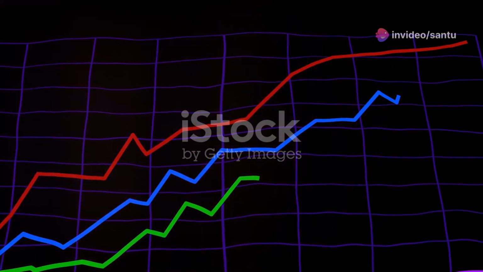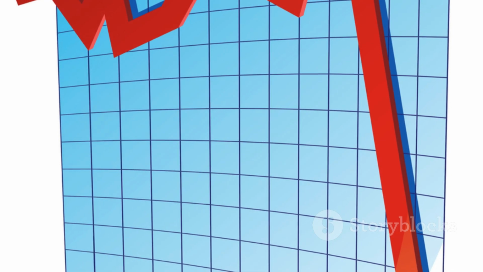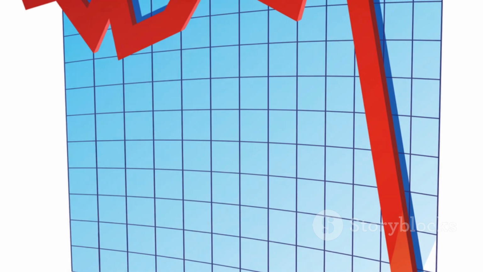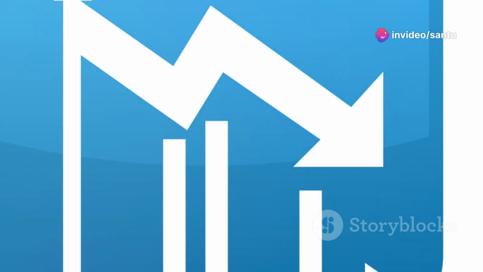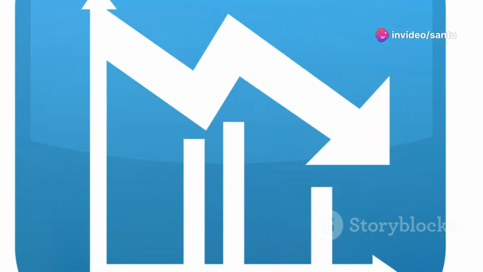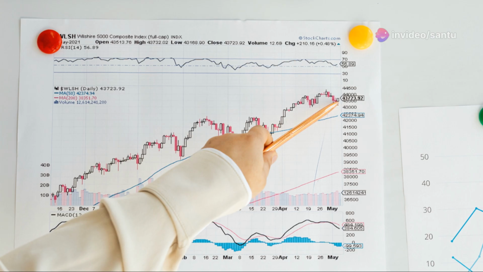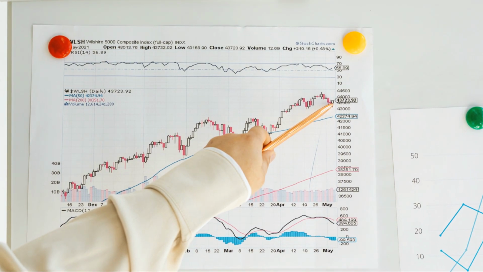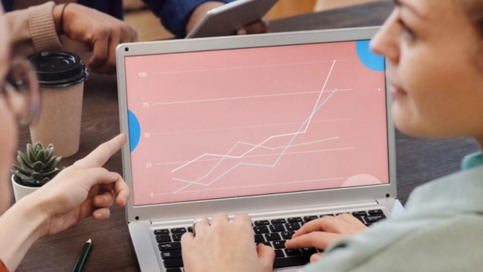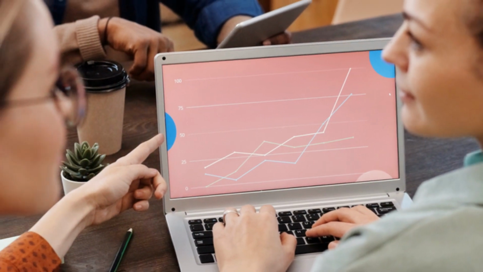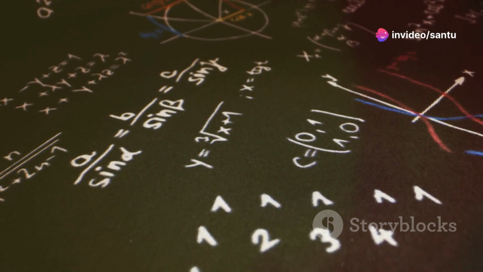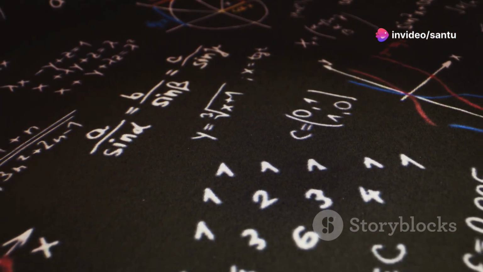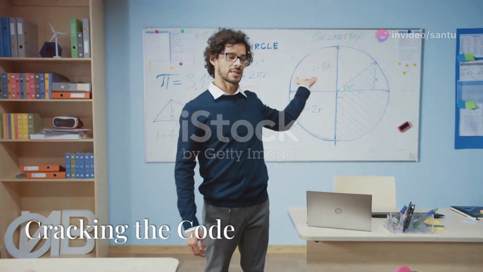A correlation coefficient close to +1 indicates a strong positive linear relationship, suggesting that as one variable increases, the other variable tends to increase proportionally. A correlation coefficient close to -1 indicates a strong negative linear relationship, implying that as one variable increases, the other variable tends to decrease proportionally. A correlation coefficient close to zero suggests a weak or no linear relationship between the variables. Now that we understand the concept of Karl Pearson's coefficient of correlation, let's delve into how it's calculated.